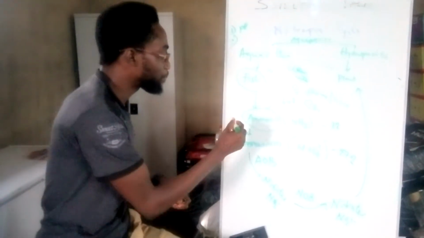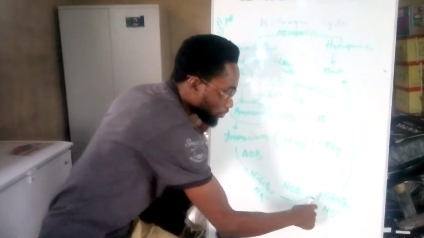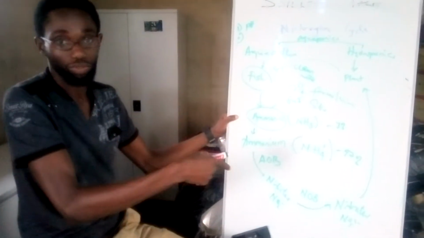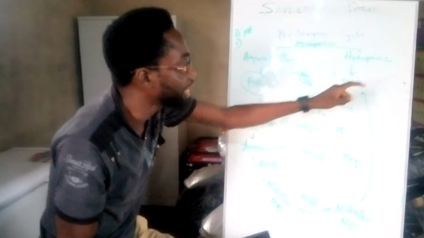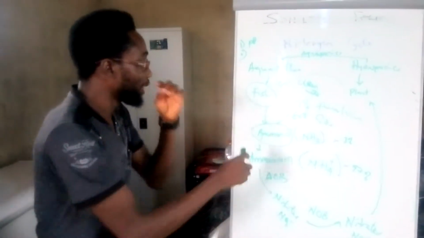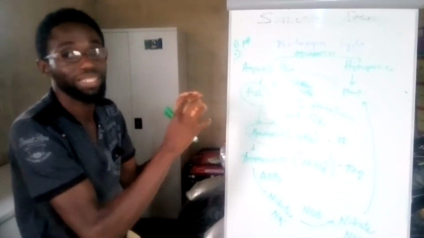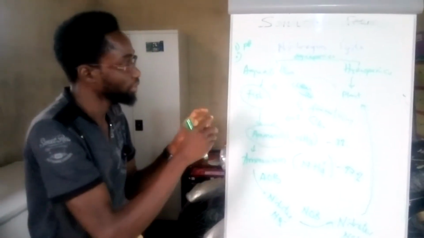So, if you are producing very little ammonia, obviously the amount of nitrate you'll be producing will be little, which means the amount of plants that you can support would also be little. So, we need to know how to calculate this. That is why the nitrogen cycle is important.